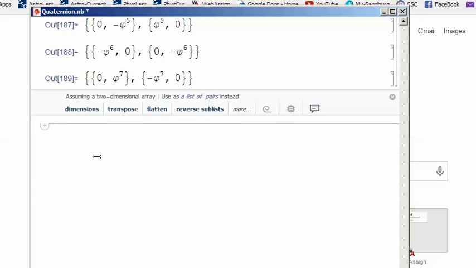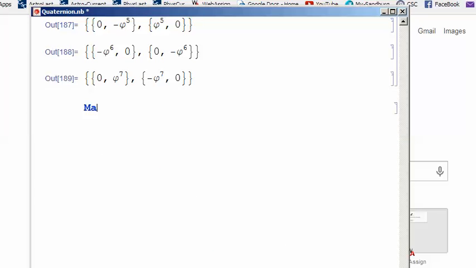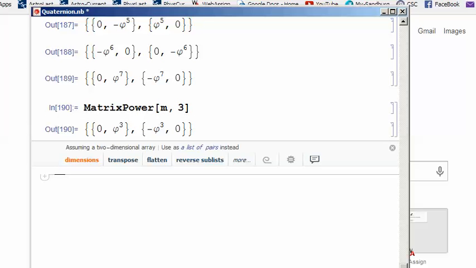And Mathematica has an ability to do this through the matrix power command. I can just plug in that m, I think, and I need to give it a specific power. Of course, let's give it a power of 3, for instance. And what does it do?